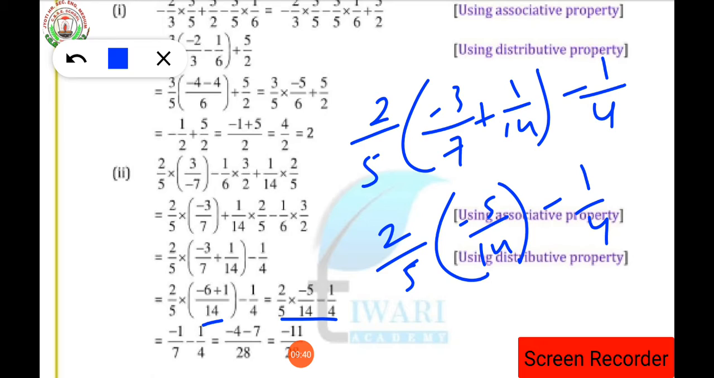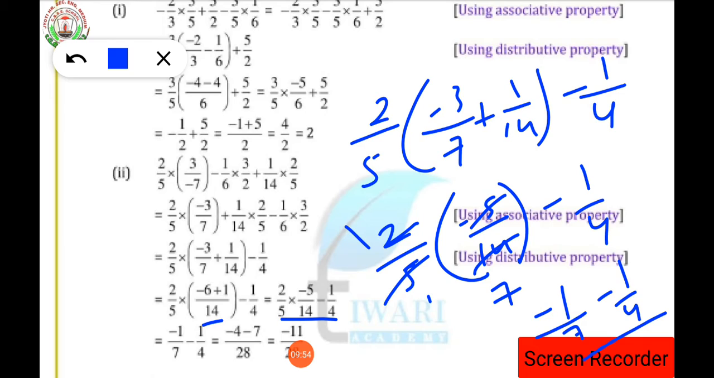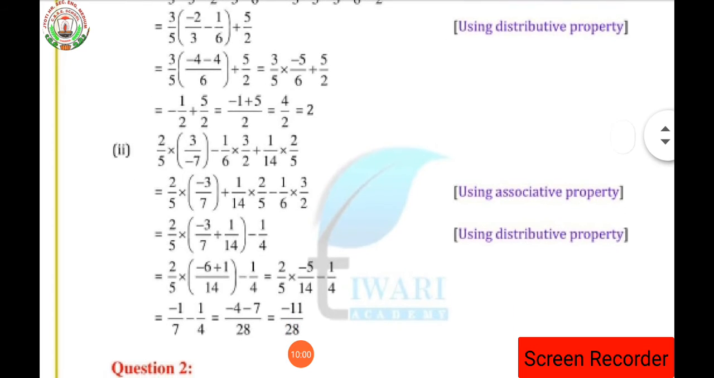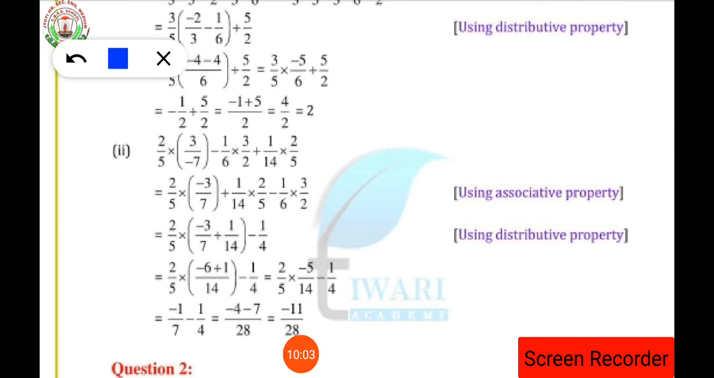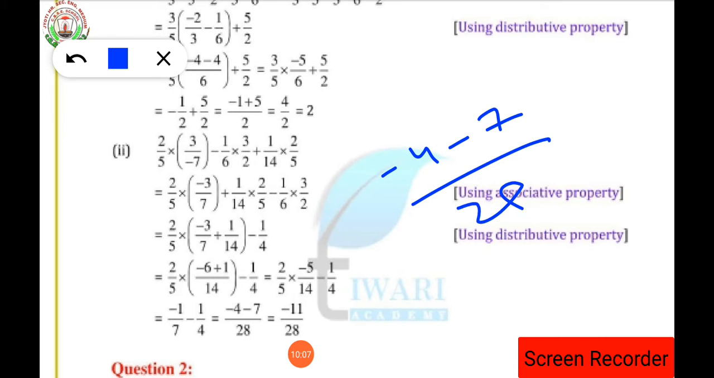Okay, now we can cancel it by the table of 2. So here 14 will be cancelled by 7 times and 2 will be 1 times. So 5 will be 1 times. So minus 1 by 7 minus 1 by 4 is left. Again taking the LCM, it will be 28, minus 4 minus 7. Everybody knows how to take the LCM, isn't it? That's why I'm not telling you how to take the LCM. So minus 4 minus 7 upon 28 will be there.